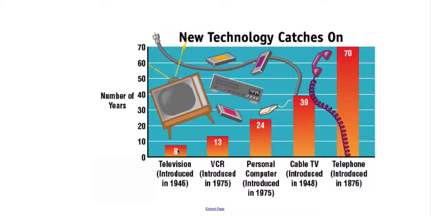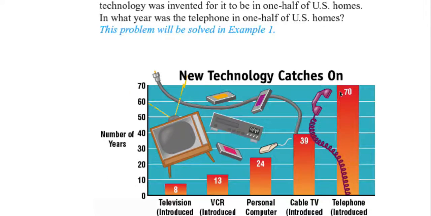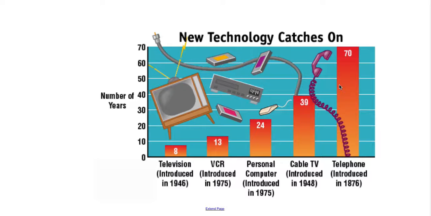Okay, so television took 8 years for it to be in one half of all U.S. homes. VCR, 13 years. Personal computer, or the PC, introduced in 1975, 24 years. Cable TV, 39 years, and the telephone, introduced in 1876, 70 years to be in one half of all homes. The question we're asking is, in what year was the telephone in one half of all U.S. homes? We'll try to solve that in example 1. You know the answer already. Keep that to yourself, and we'll move on.